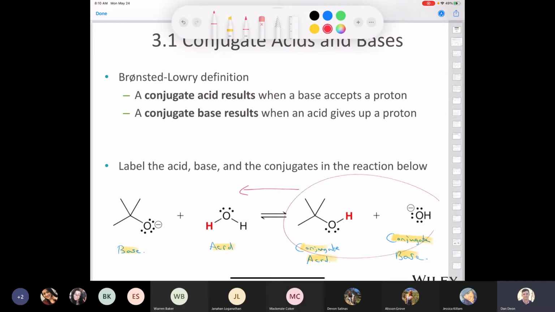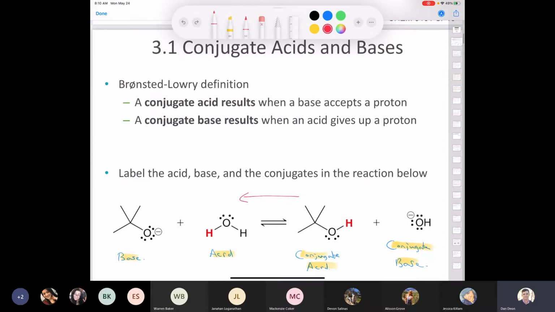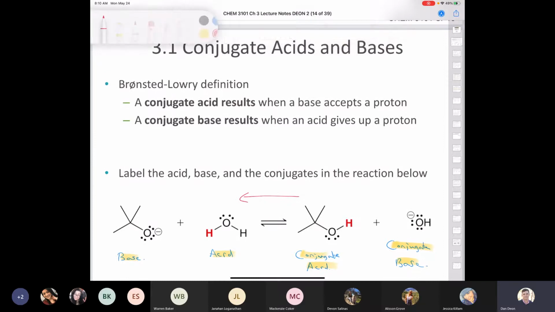So if we look at the two products in our reaction, and if we think about the reaction in reverse, who's giving up the proton? Well, it's this substance, therefore it must be an acid. And this substance is accepting a proton, and so that must be a base. And so sometimes it's easier to label conjugate acids and conjugate bases when we think about it in that way.